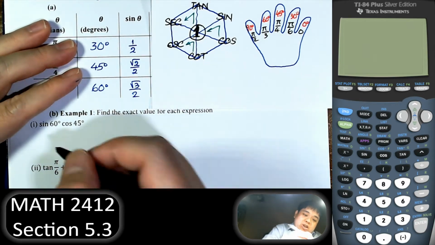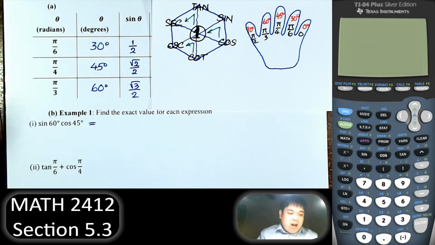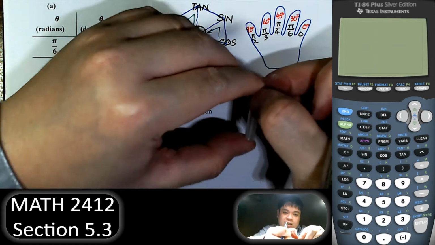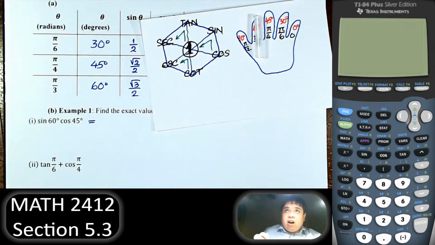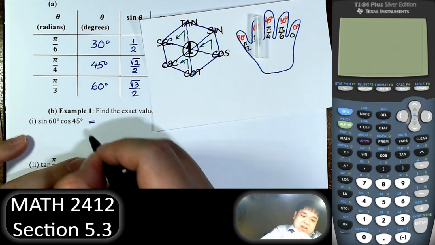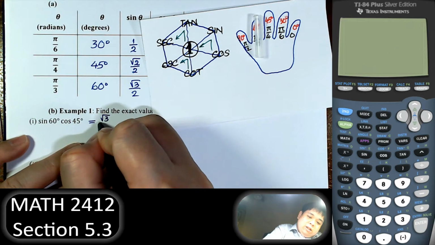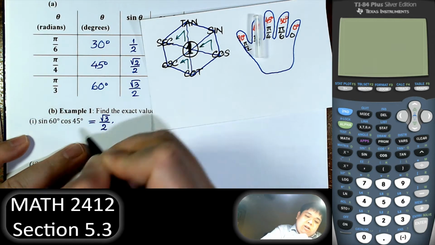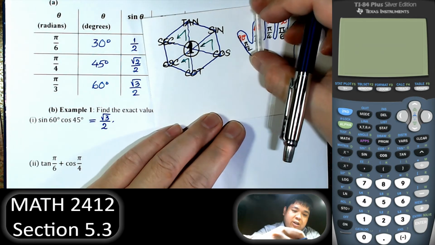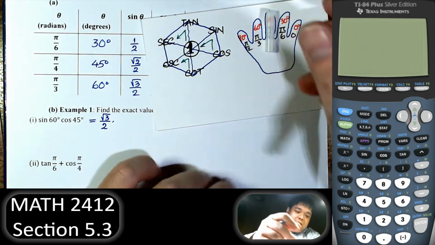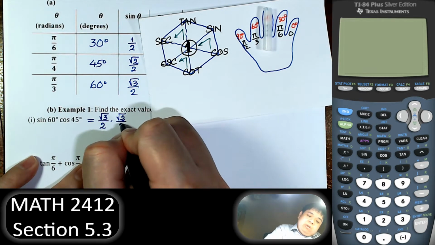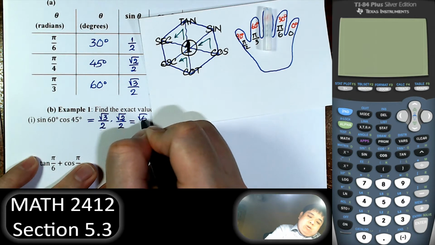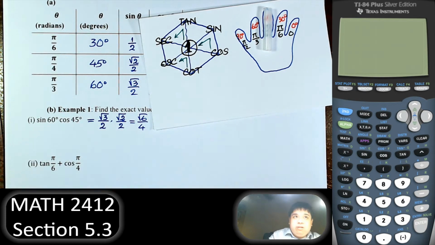Find the exact values of each of the following expressions. Sine of 60 degrees. Sine: the number of fingers on the right, take square root and divide by 2. And cosine of 45 degrees: number of fingers on the left, take the square root, divide by 2. Multiplying these, we have square root of 6 over 4. Simple enough.